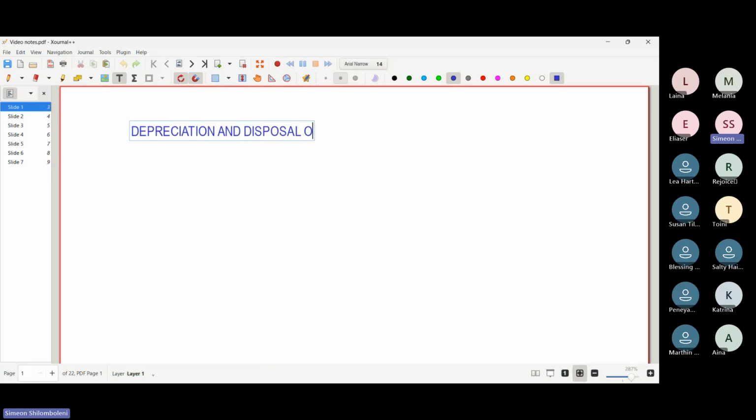Disposal of non-current asset. Now, with this topic, there are certain things that I already expect you to know. The first thing that I expect you to know is the theory of depreciation. You must already understand what is depreciation, what is provision for depreciation. You must already know all this theory.